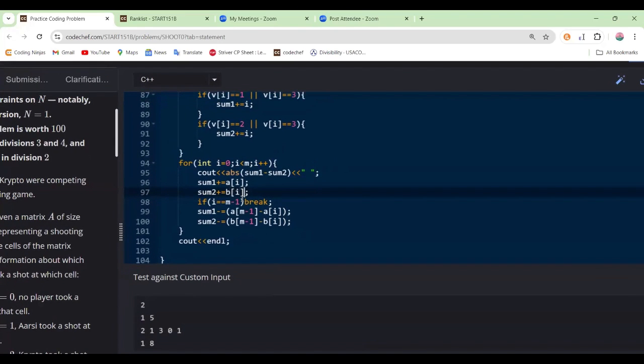Is the code clear to everyone? Is the code clear?